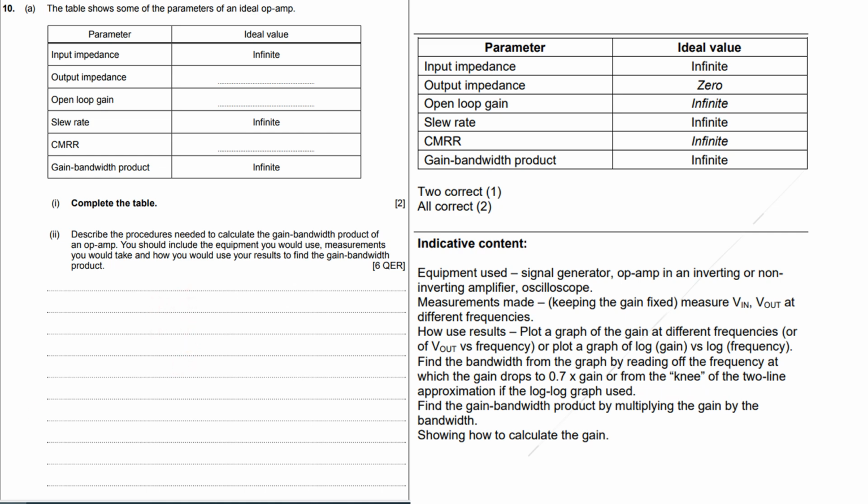I'll just sketch it again. Yeah, the shape of the graph. You can even show it if you want. It's the one where, if you've got frequency against V out, essentially it would do that. 70%, and then there's your bandwidth. And then obviously if you know the gain, gain bandwidth product equals gain times bandwidth. Nice.